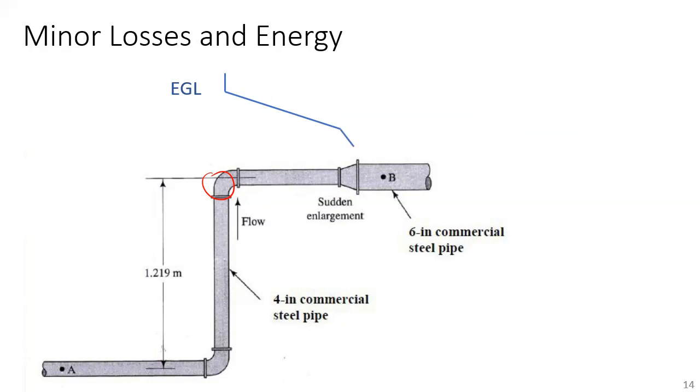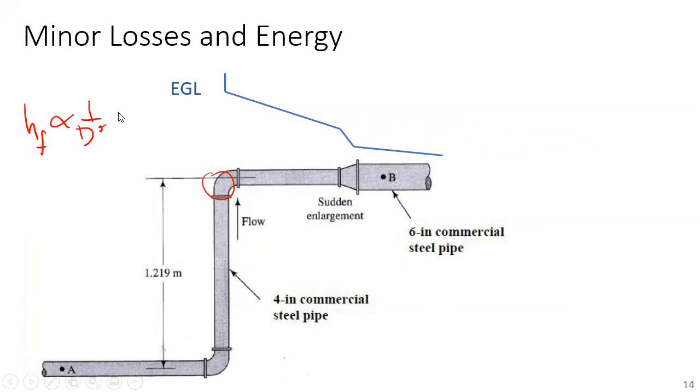And then at the sudden enlargement, again, we get an energy loss just due to the expansion. Now I've drawn it as a slope, but realistically, we typically draw it as a vertical line right over the feature itself. And then once we go into the larger pipe, the 6-inch diameter pipe, the energy grade line has a much flatter slope. Remember, as we pointed out today as well as yesterday, the friction losses are inversely proportional to diameter to the 5th power. So when you go to a larger diameter pipe, you have a much flatter energy grade line.